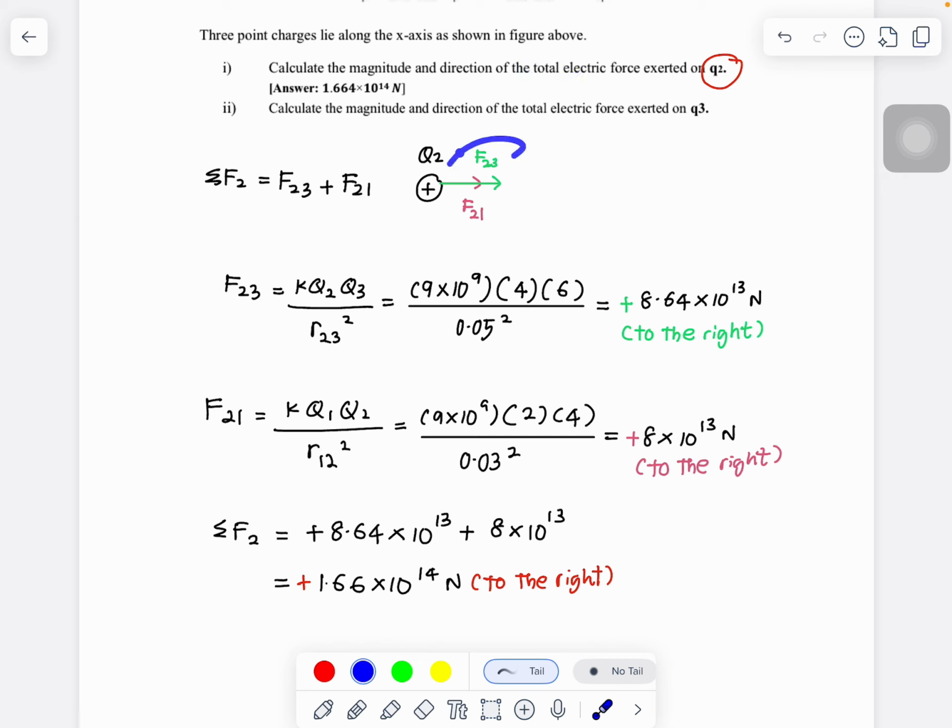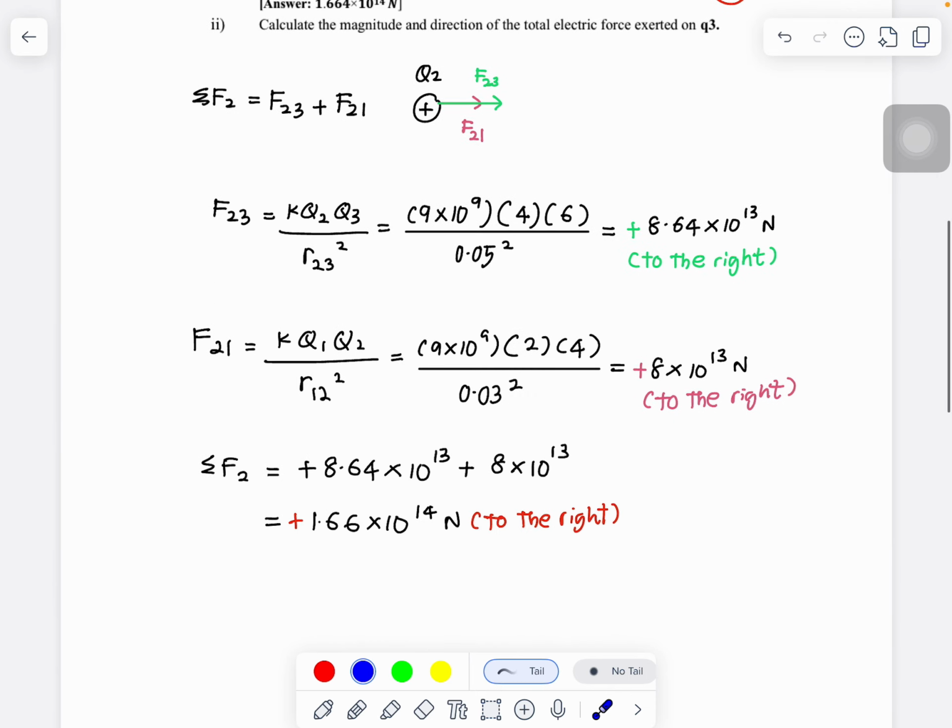Okay, first of all, lukis diagram. Lukis diagram ni wajib. Okay, ini kita punya diagram. Calculate each of the force, and then kita tambah based on the value that we calculate. Okay, it's so simple, sebab dia just satu axis saja. All of the charges lies on the same axis. Okay, that's the first one.